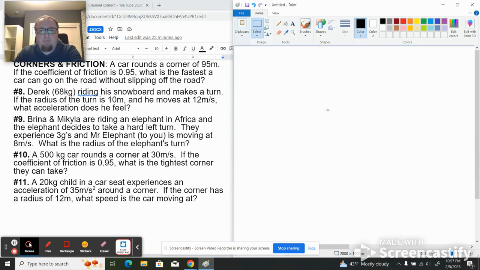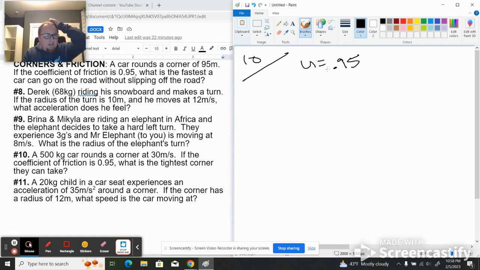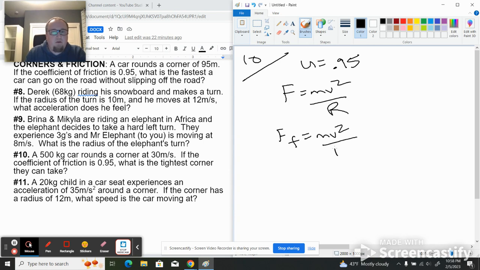All right, lots on that one. Number 9 done, now number 10. You have a car with a coefficient of friction, let me write it as mu just so it's clear, of 0.95. What is the tightest corner they can make? We've got force equals mv squared over r. If you take a tight corner, the force of friction equals mv squared over r. Force of friction is mu times normal, which equals mv squared over r, and normal force equals mg.